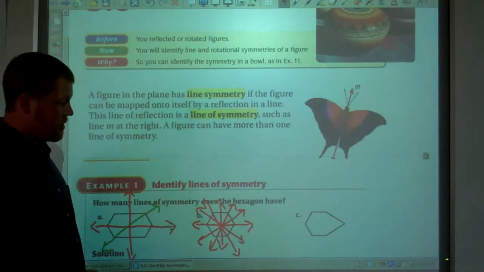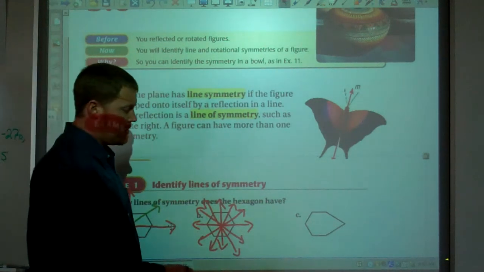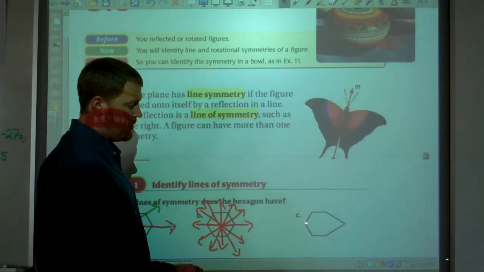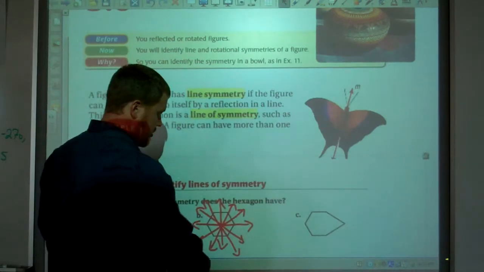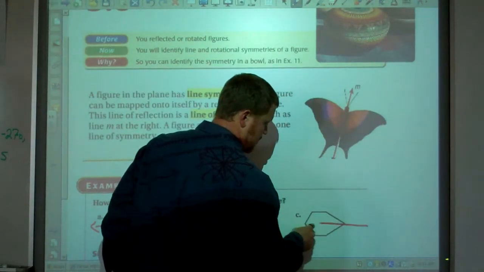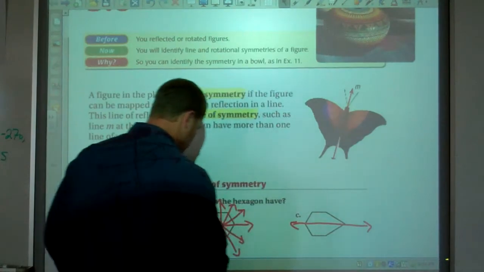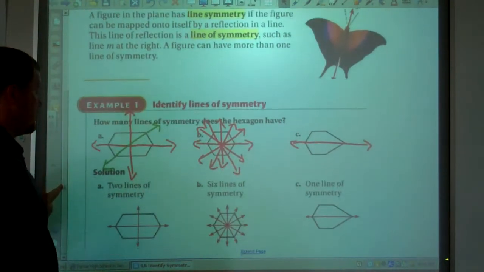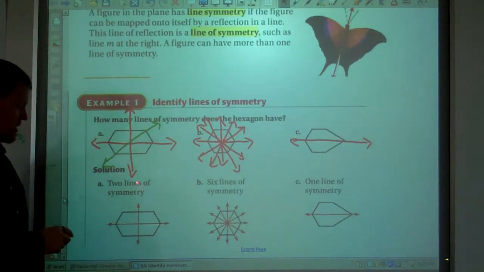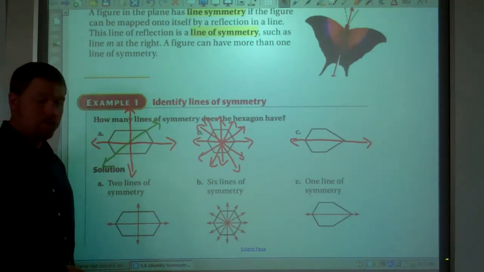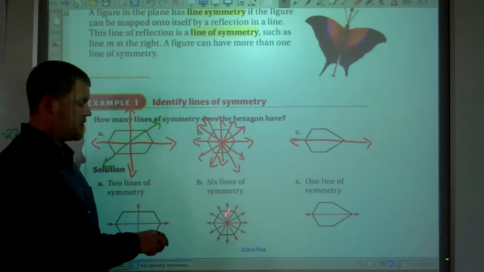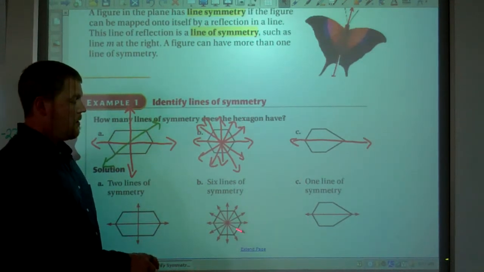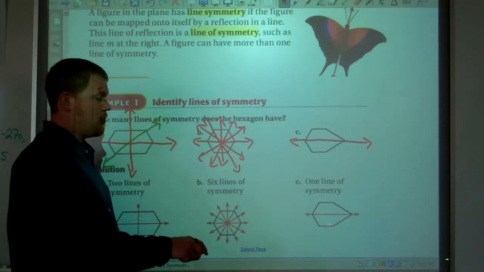And this last one here, looking at this, the angle here is different than the angle over there, so I would not have any vertical line of symmetry. The only one I have is the horizontal line of symmetry. So again, for the first one, 2 lines of symmetry, vertical and horizontal. This one, there are 6 lines of symmetry through the faces and through the vertices. And then 1 line of symmetry.